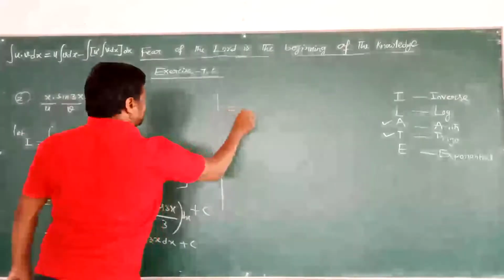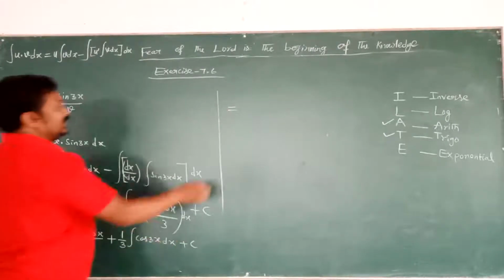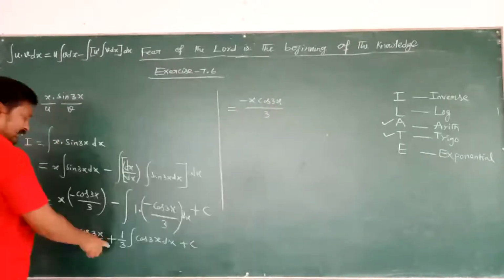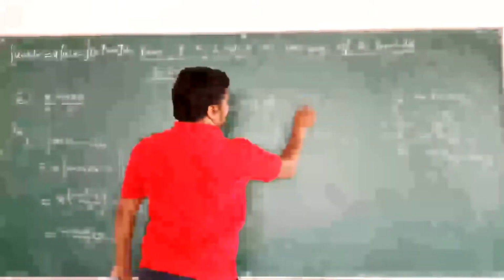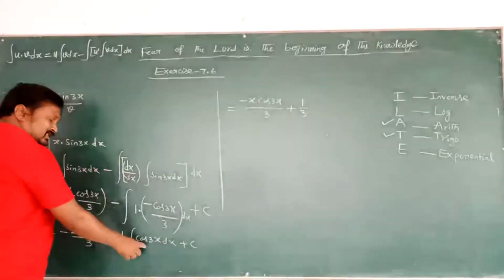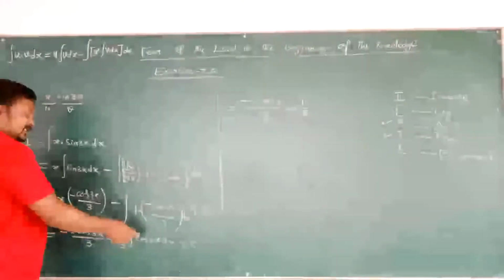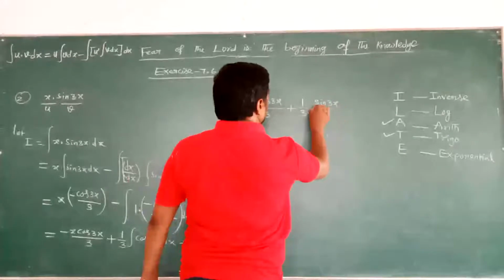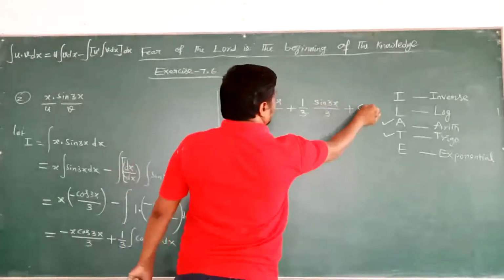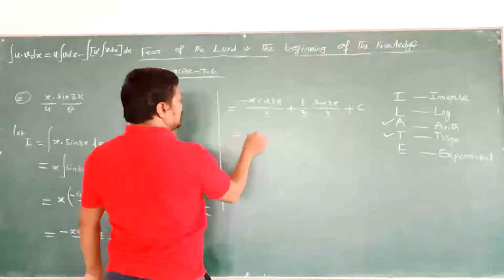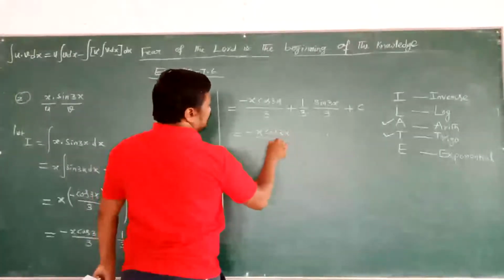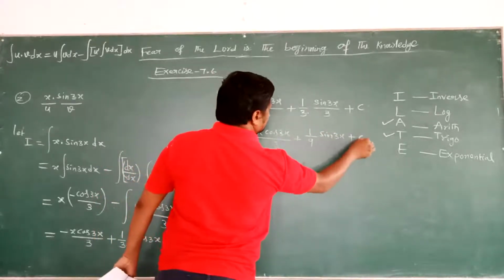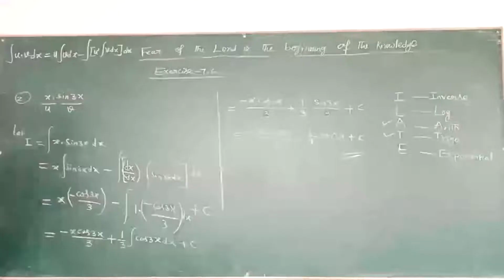So that is equal to, we'll write minus x cos 3x upon 3. Now here plus symbol, so plus 1 upon 3 integral cos 3x dx, which is nothing but, you know that, sine 3x upon 3, plus c. Now you can simplify it. Minus x cos 3x upon 3 plus 1 upon 9 sine 3x plus c. Finished your answer. Very simple questions these all.